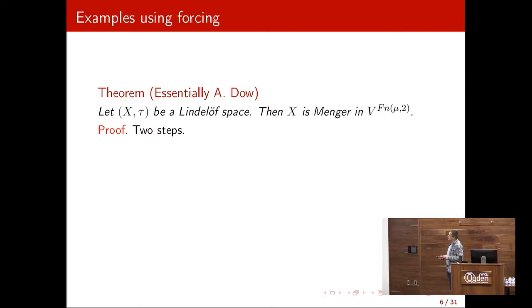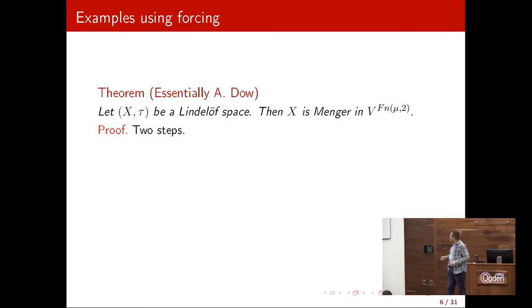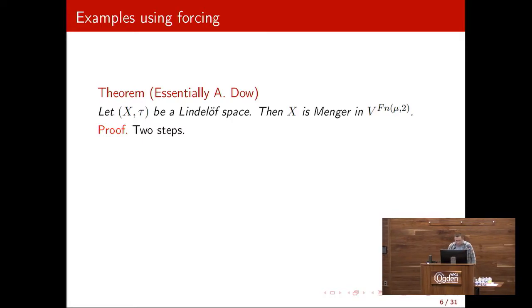In the extension, I used the topology from the ground model as the base for a new topology in the extension, because of course you may get more open sets just because there are more subsets of tau, and in the extension any union of elements of tau must also be open.